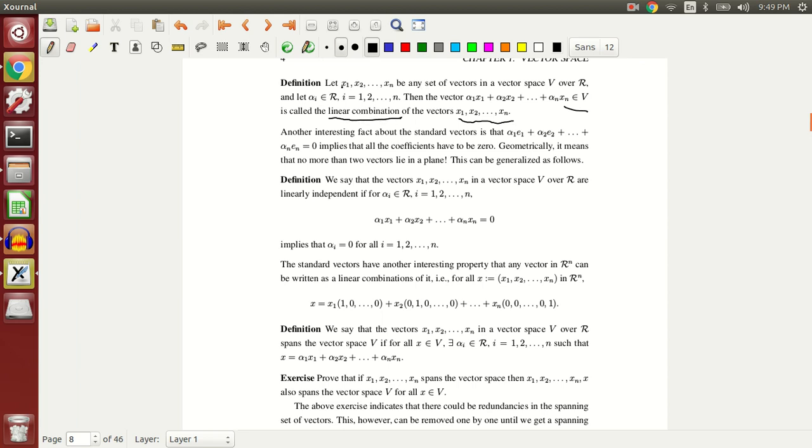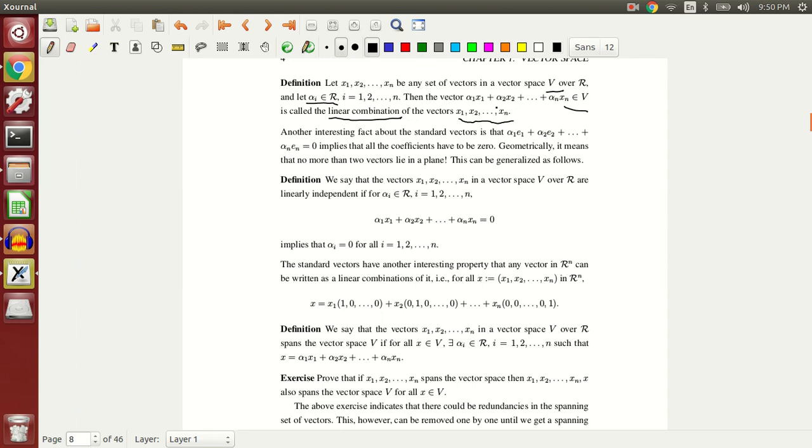Let's suppose that you have a bunch of vectors x1, x2 till xn. Let them be part of vector space V. Let's also suppose that we have a bunch of scalars alpha i which belong to R. The multiplicative addition of these vectors along with these scalars, alpha 1 x1, alpha 2 x2, all of them belonging to vector space V, is called the linear combination of these vectors.